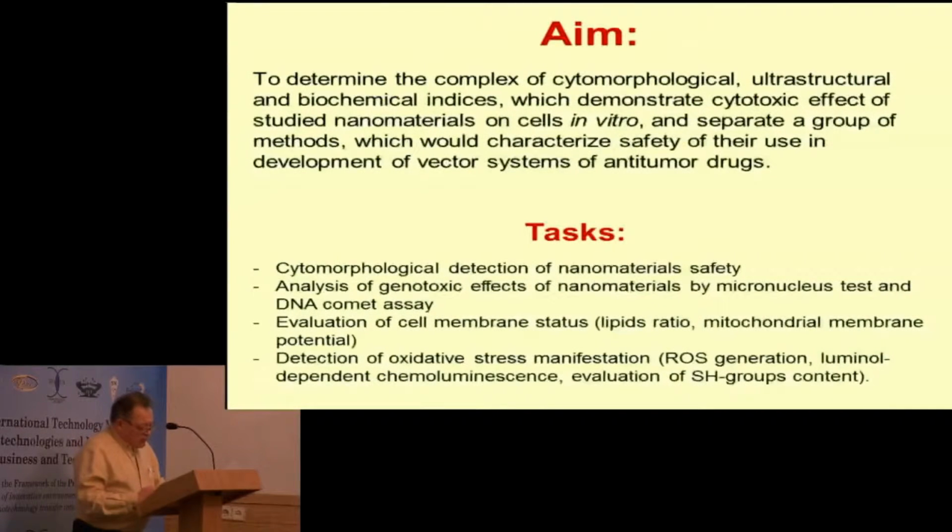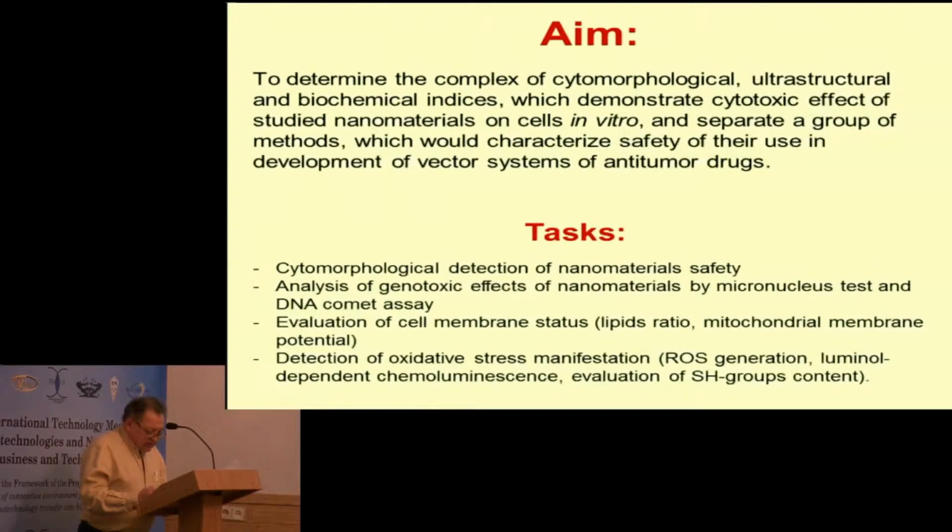So therefore, the goal is to define cytological detection of nanomaterial safety, with research both in vivo and in vitro. Determine the complex of morphological, structural, and biochemical indices which demonstrate the cytotoxic effect of studied nanomaterials on cells in vitro, and methods which could ensure safety in the use and development of vector systems of drugs.